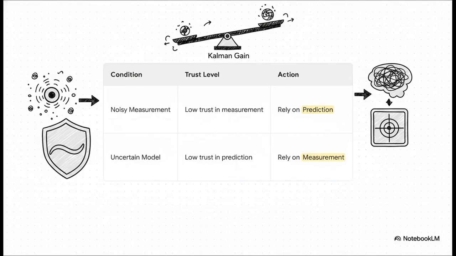And the logic behind it is just, well, it's just common sense. If your new measurement is super noisy and all over the place, that means you have low trust in your sensor, so the Kalman gain will be low, and the filter will say, you know what, I'm going to mostly stick with my prediction. On the flip side, if your prediction model itself is very uncertain, the Kalman gain will be high, and the filter will say, okay, I'm going to pay a lot more attention to this new measurement. It's this beautiful, constantly adapting balancing act.